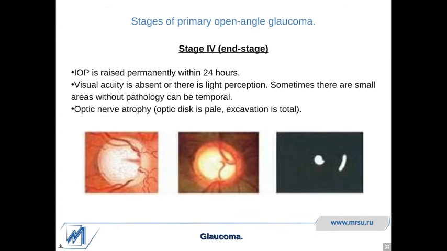The fourth stage, or end stage of glaucoma, or terminal glaucoma. IOP is raised permanently within 24 hours. Visual acuity is absent, or there is light perception. Mostly it is incorrect light perception. Sometimes there are small areas without pathology, can be temporal. And optic nerve atrophy, of course, optic disc is pale, excavation is total. Here you can see the total excavation of the disc, and only the tube variant of visual field with small areas in the temporal part.